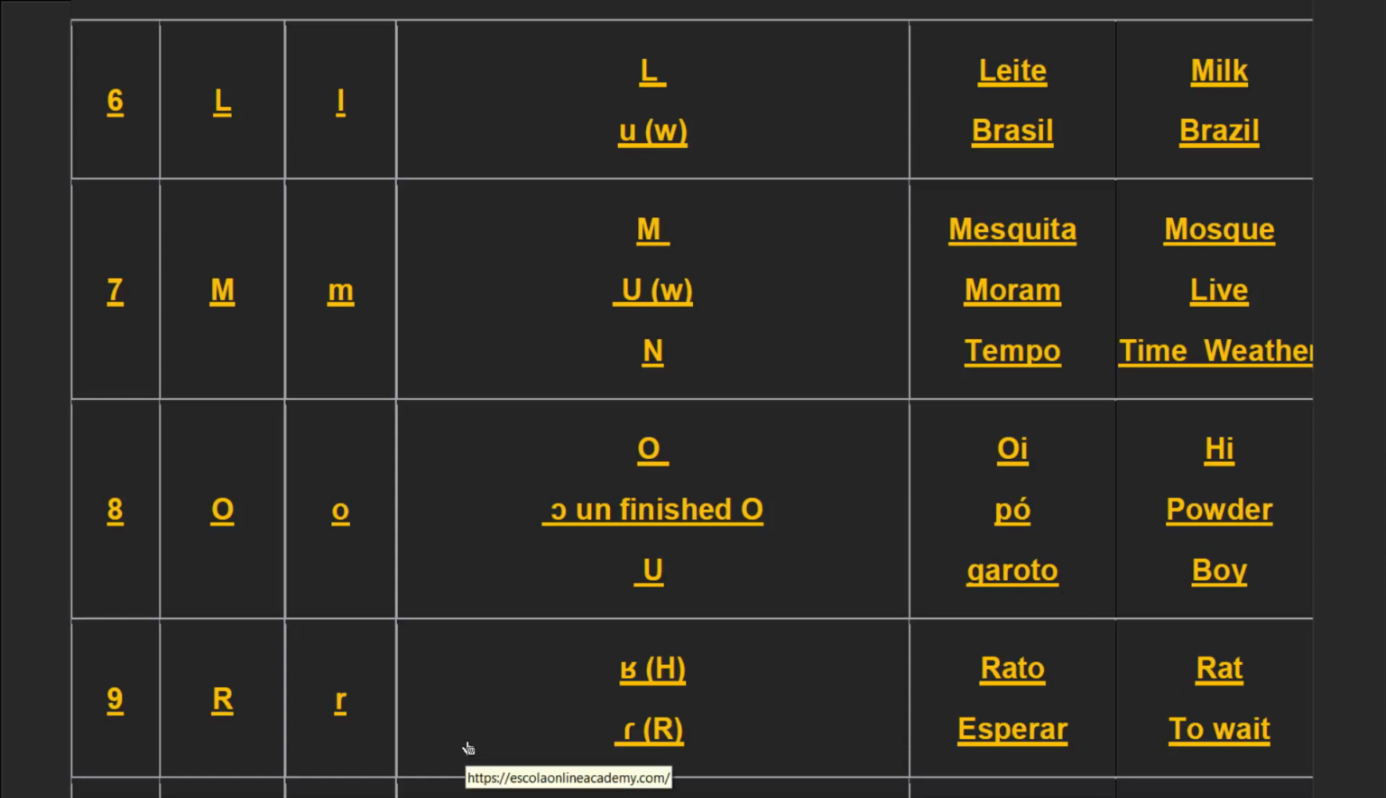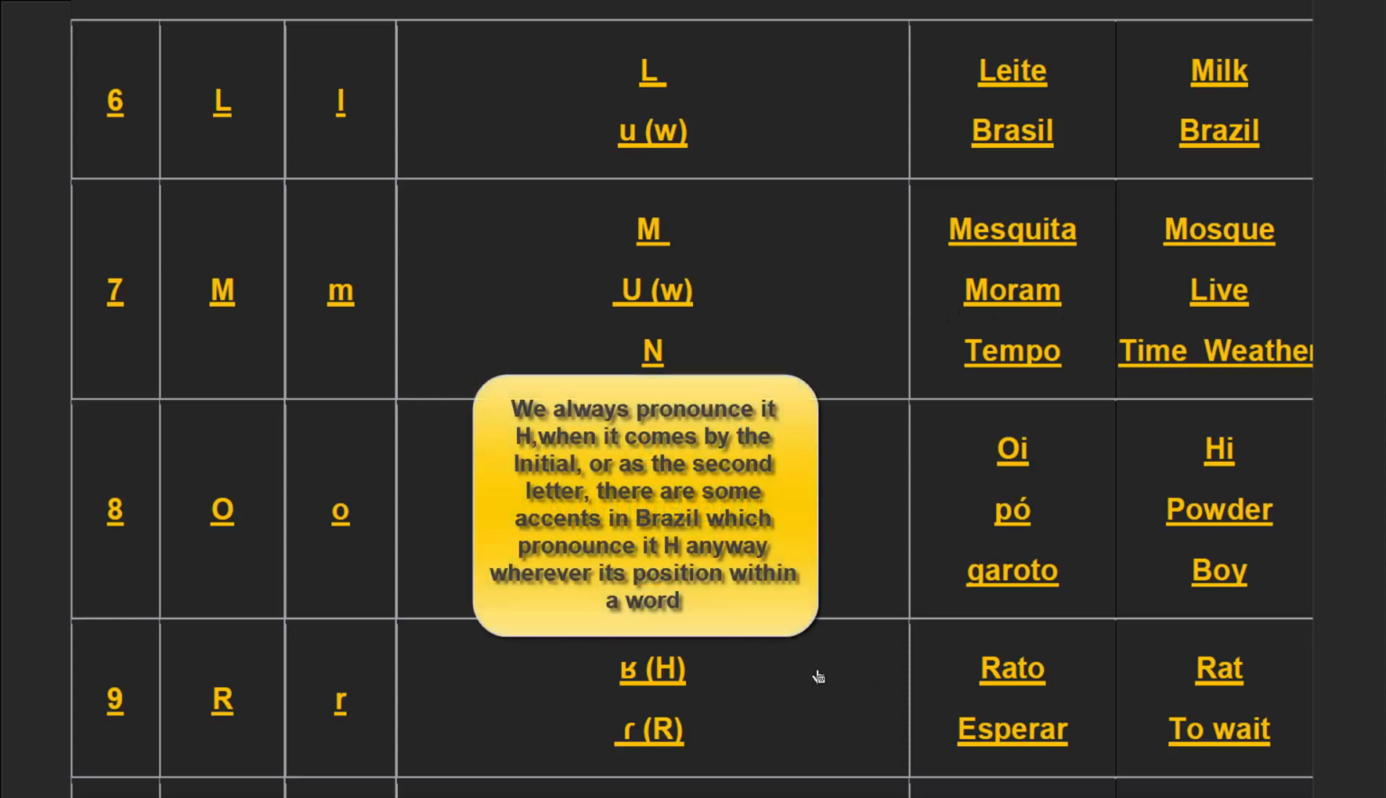The ninth letter is the letter R, which is R in English. We have two pronunciations for this letter. We can pronounce it as H in English. The example that we have here is the word rat, which is in Portuguese rato. So this letter, when it comes by the beginning of the word or as a second letter, we can pronounce it as H in English.